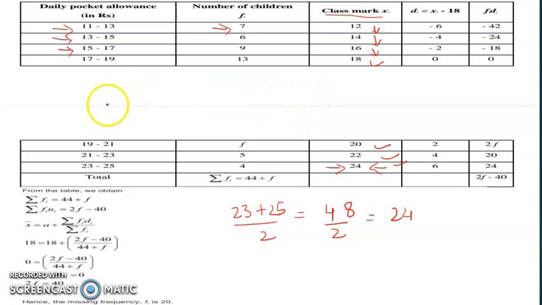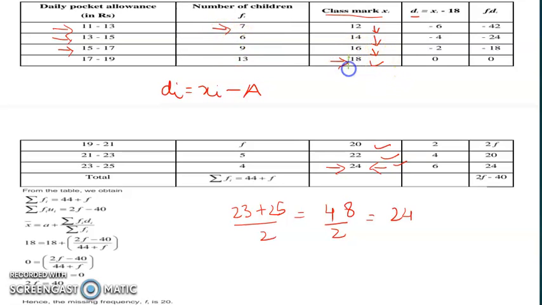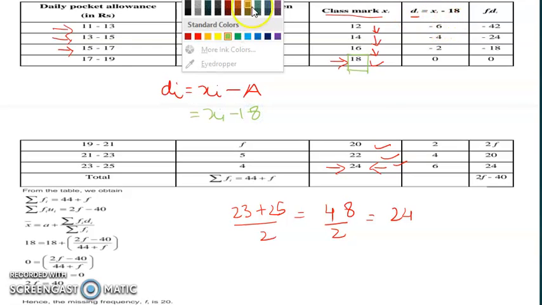Now for mean by the assumed mean method, we need to have di. What is di? di is xi minus a, where a is the assumed mean. In this case I have taken 18, with 3 entries above and 3 entries below. We usually take the middle value. So di is equal to xi minus 18, that is what I have written here.